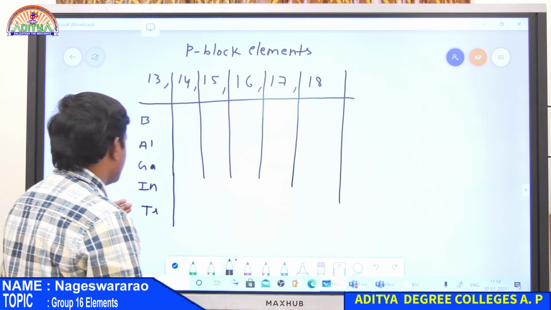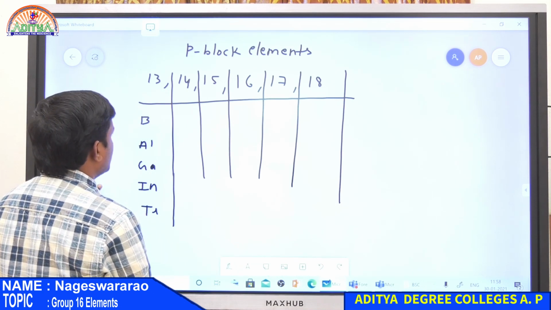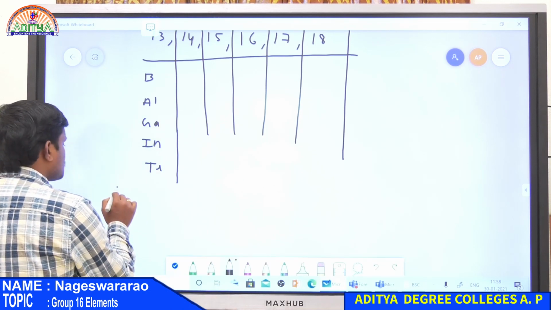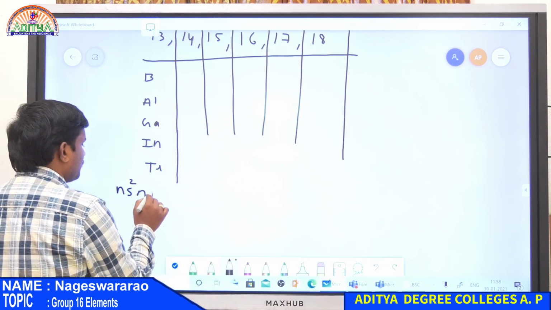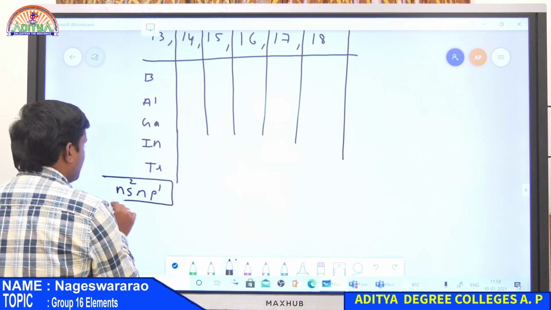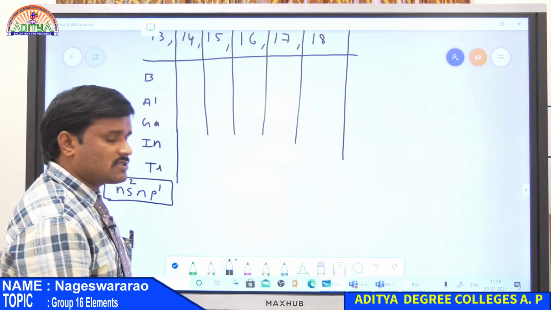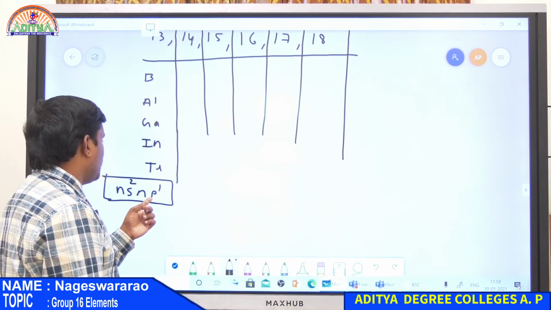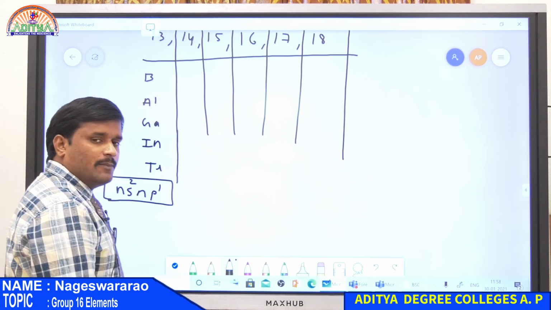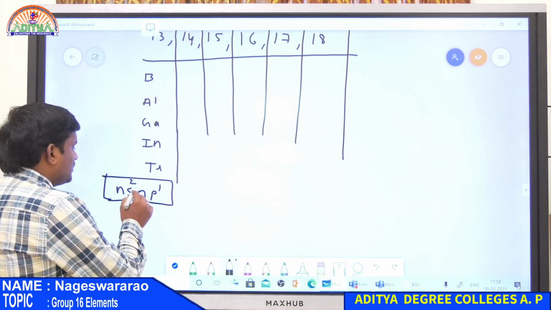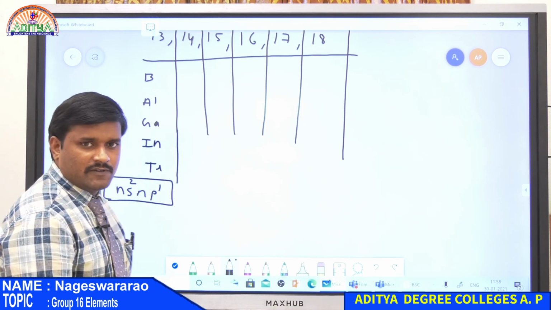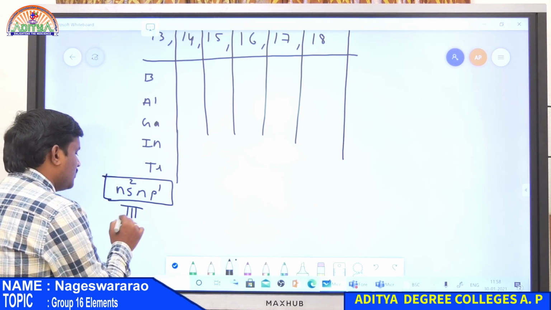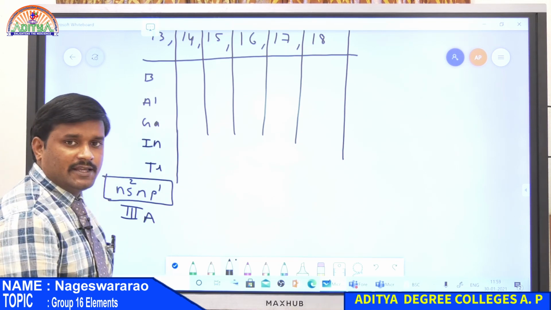All are having the same electronic configuration. So what is the general configuration for 13th group elements? It is ns2 np1. ns2 np1 is the general electronic configuration of 13th group elements, that is boron family, in which the last electron enters into p orbital, that is why it is a p block element. Also here there are 3 electrons present in the outer shell configuration, therefore it is a third group element. This is simply 3A group element or 13th group element.